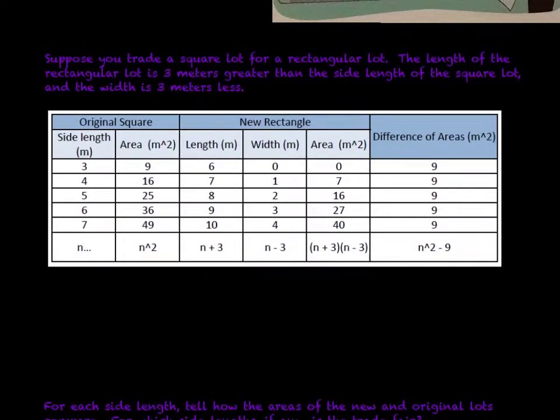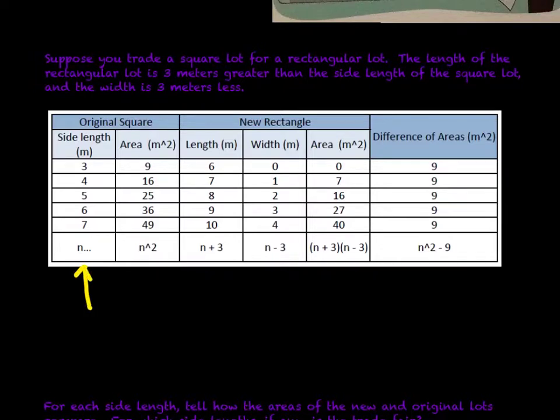Suppose you trade a square lot for a rectangular lot. The length of the rectangular lot is 3 meters greater than the side length of the square lot, and its width is 3 meters less. So if we were to look at this, here is my table. In this investigation, you will need to create your own table, and it's dealing with something where you're increasing by 2 meters instead of 3 meters and decreasing by 2 meters instead of 3 meters. But the same sort of concepts are shown in these two tables.